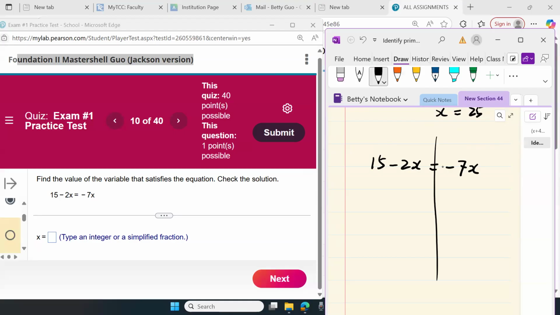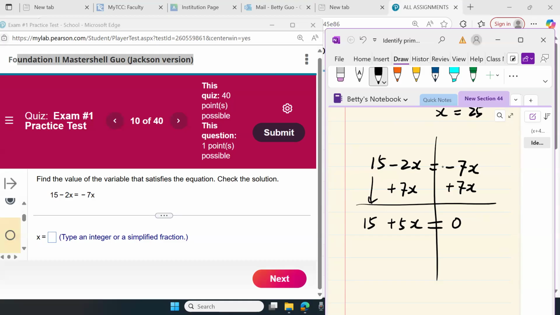To do that, we want to get rid of negative 7x from the right side. So we add a 7x, which is the opposite of negative 7x. And after that, right side is 0. Left side, we bring down 15, negative 2x, positive 7x, that is 5x.